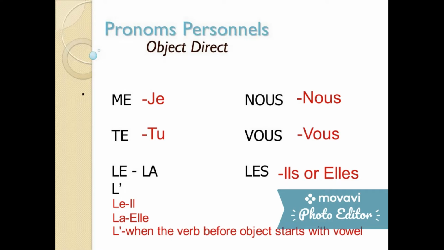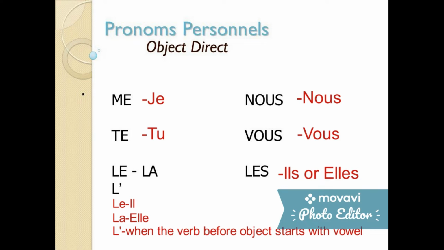So let's start. There are five types of pronoms personnels. The first one is for direct objects, the other is for indirect living objects, y, en, and pronoms toniques. Please note that as for now we are only learning how to use pronoms personnels and we will learn the placement later. Now for direct object the pronouns are me, te, le, la, l apostrophe, nous, vous, and les.